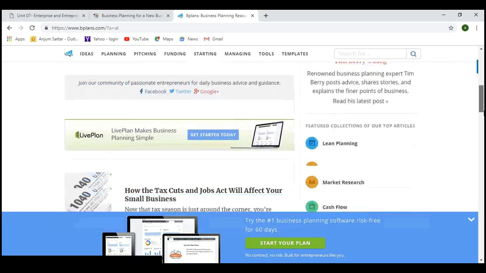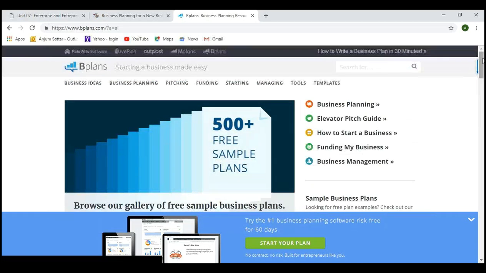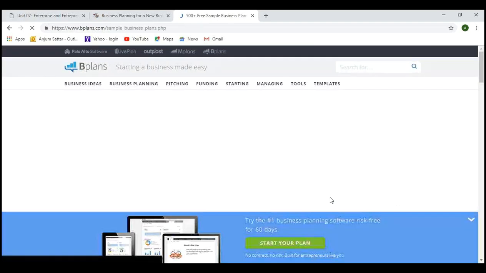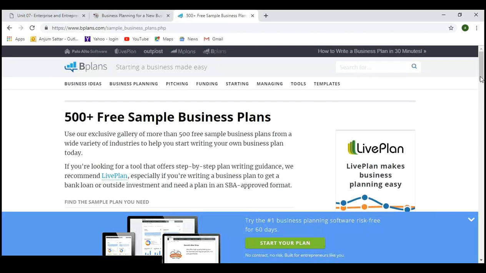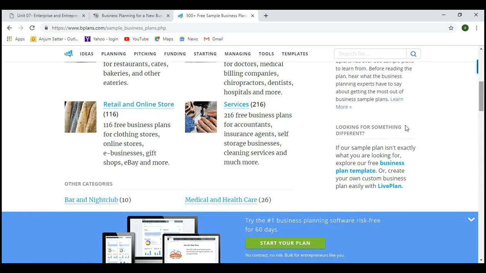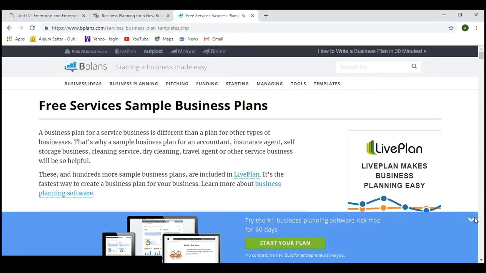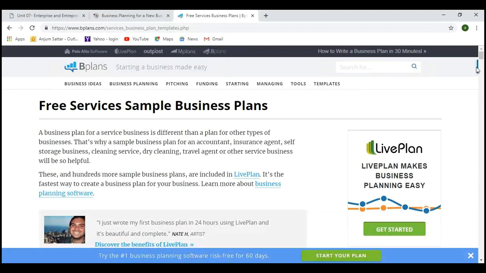So there are the templates as well. There are some business plans which I'll show you, some sample business plans. A business plan is about a restaurant, cafe and bakery, medical services. Maybe we're looking for a business plan for an accountant. So when we click there, we can find a business plan.